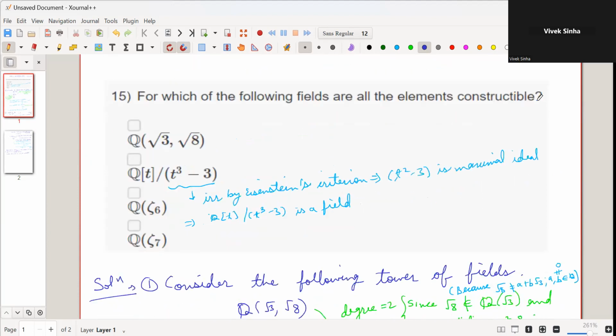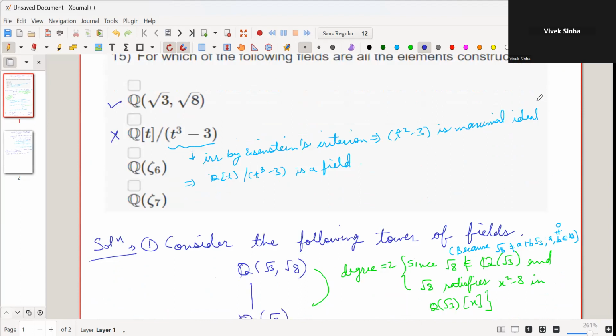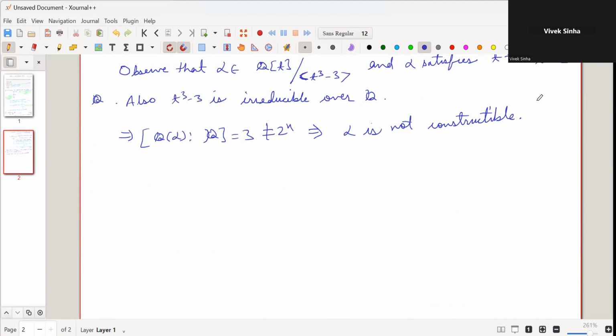So this field is not an example of a field in which every element is constructible, because alpha belongs to this field, but alpha is not constructible. Okay. Now, what about Q(ξ6)? ξ6, sorry, not C. So this is clear, right? Why is alpha not constructible? Because it has degree 3, which is not a power of 2.